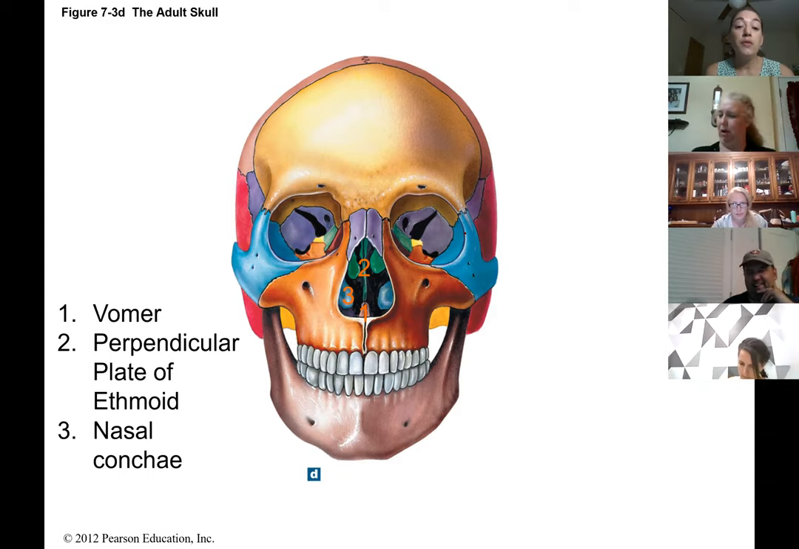So just a quick review of those inner structures of the nose. So the vomer, little tiny guy right there, number one. Inferior nasal concha, number three. Middle nasal concha, number two.